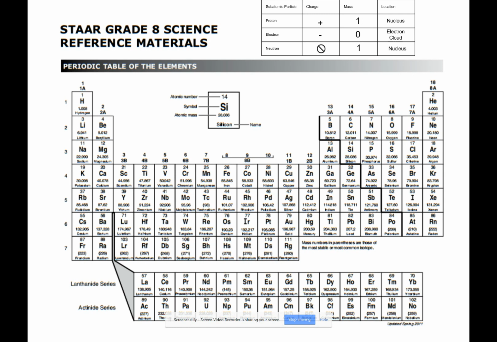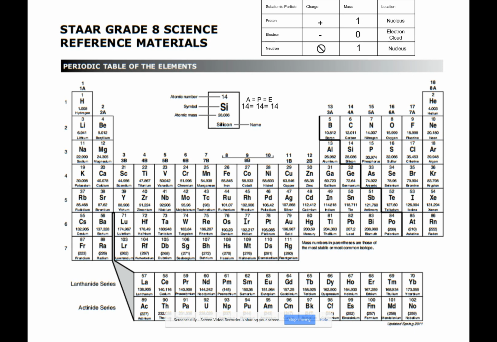Now that we know our subatomic particles, let's look at how we figure out how many of each one there are in an atom. We use this word APE, A equals P equals E, to let us know that the atomic number is equal to the number of protons, which is equal to the number of electrons. So in this example, we have an atomic number of 14, which means we have 14 protons and 14 electrons.